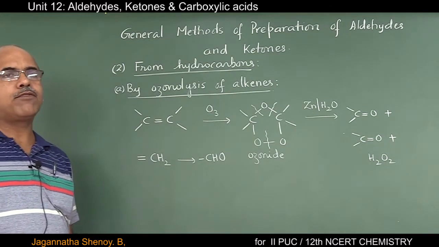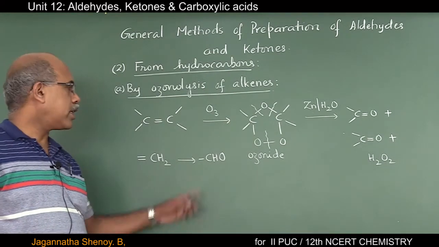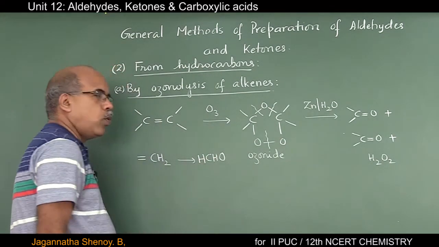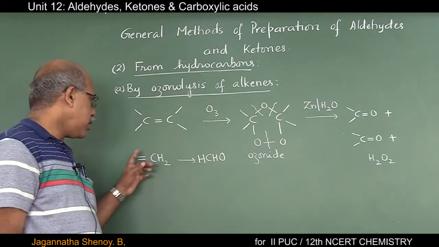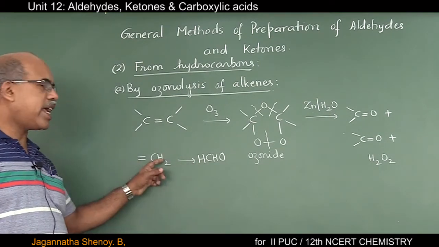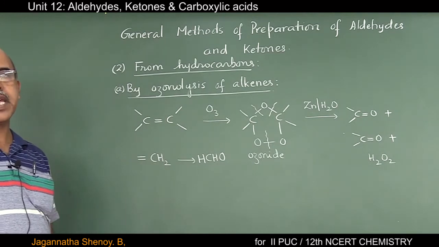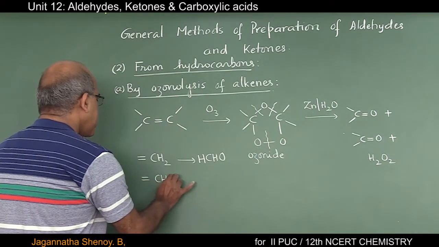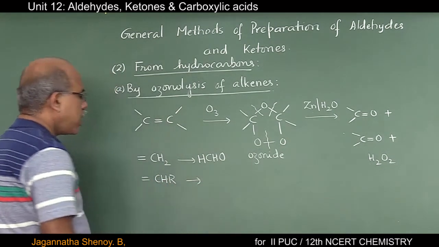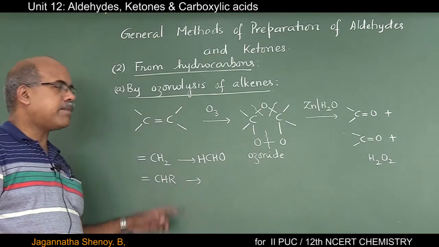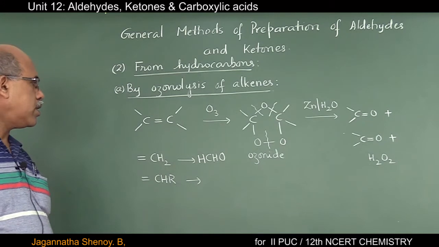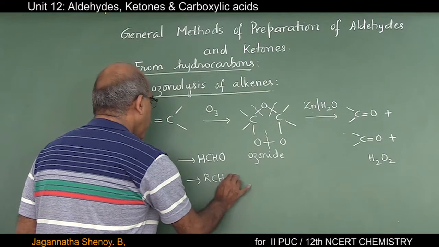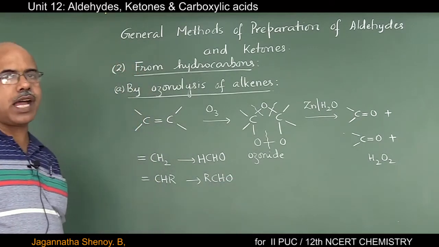If the product of ozonolysis of an alkene gives you, let us say, formaldehyde, HCHO, the starting alkene should contain a methylene group, double bond CH2. On the other hand, if it contains a CHR group, or in other words, this doubly bonded carbon atom has undergone one substitution, then the product of ozonolysis will be RCHO. You get any other aldehyde.